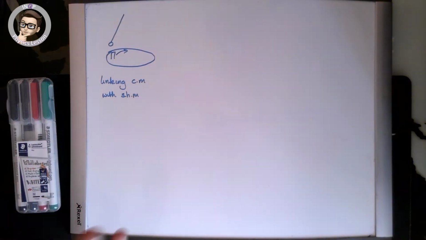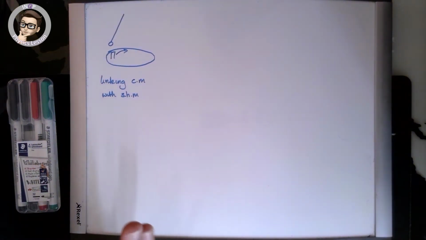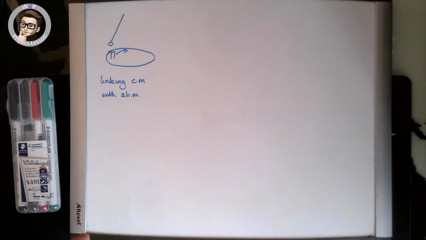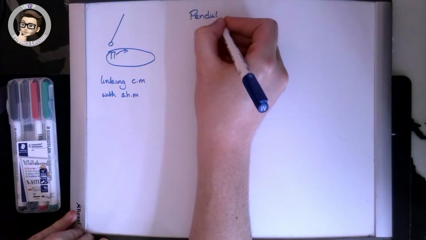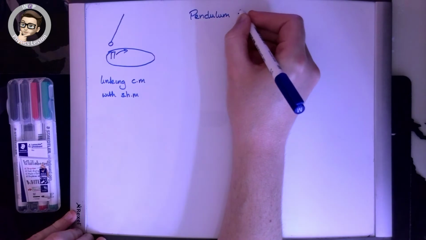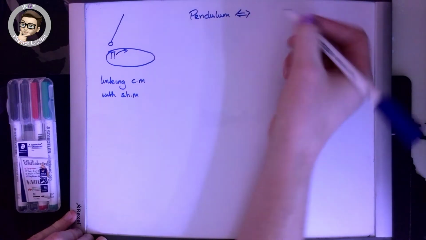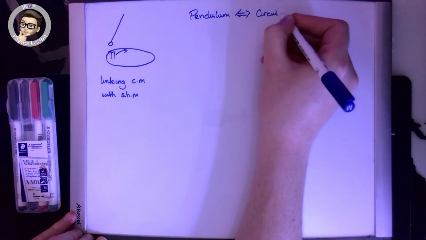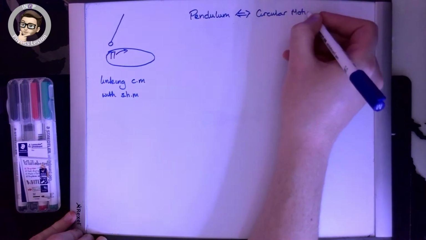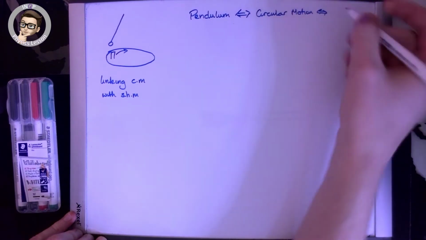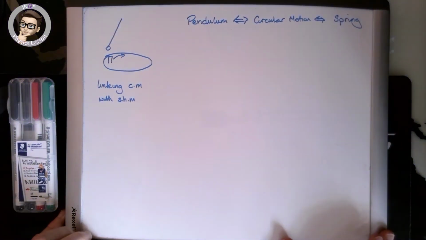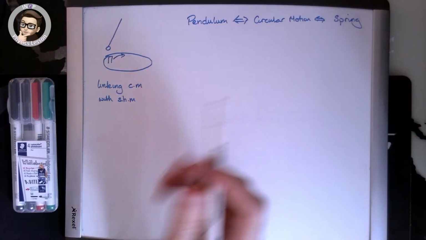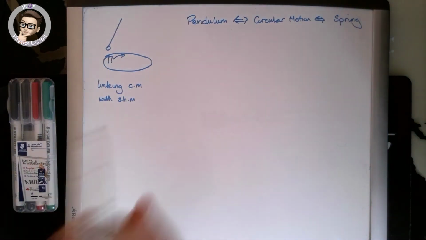Now, it's not a huge amount of theory to go through. There's a bit of maths that we'll do, and as always, if there's anything you don't understand, just stop me and we can go through it. So we're saying that the pendulum can in fact be mapped onto circular motion, and I'm going to go a step further and say that it can in fact be mapped onto a spring system as well, because that also follows simple harmonic motion. So all three of those can be mapped together.